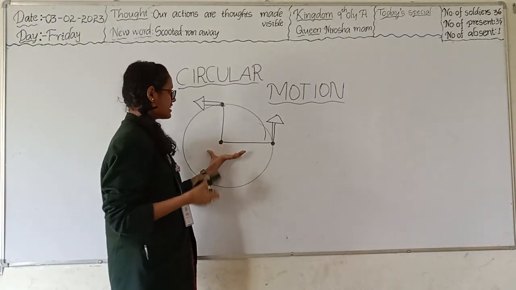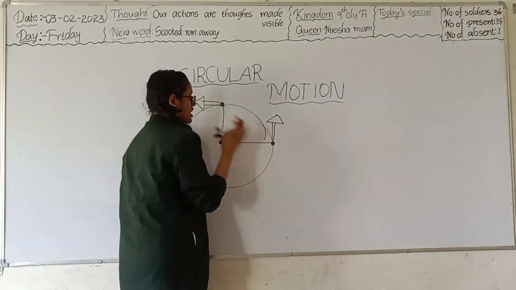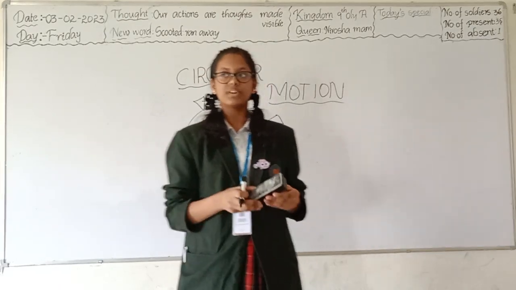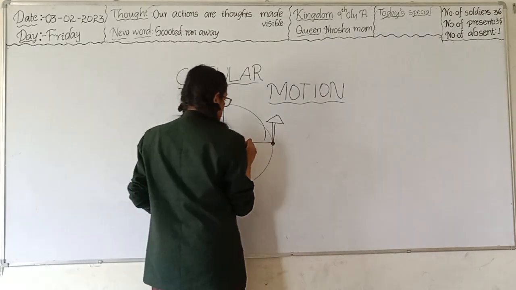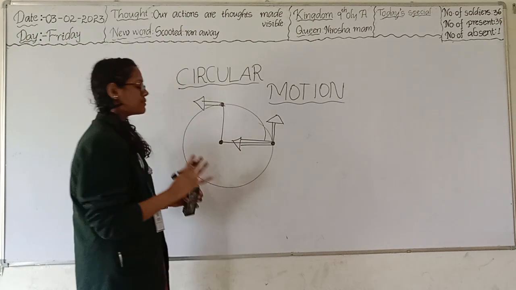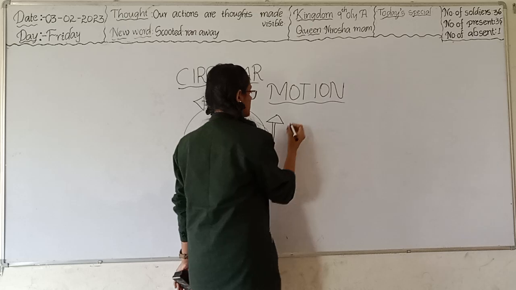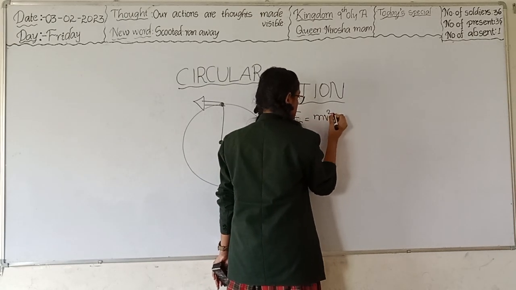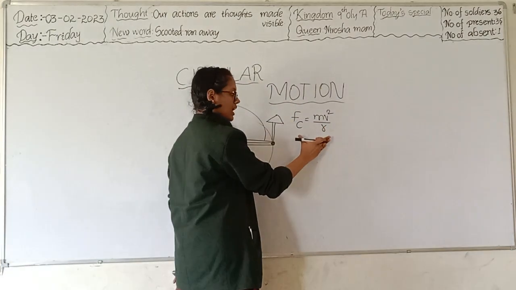That can happen only if some net force is acting on it. So if the object, which has a certain velocity, experiences a force toward the center, that force is called centripetal force. In this direction, the centripetal force is active. The centripetal force always points to the center. The formula of centripetal force is F subscript C equals mv squared by r. Now let's see the derivation of this mv squared by r.